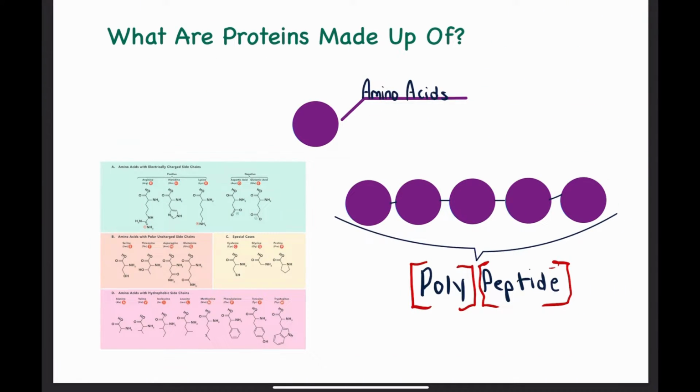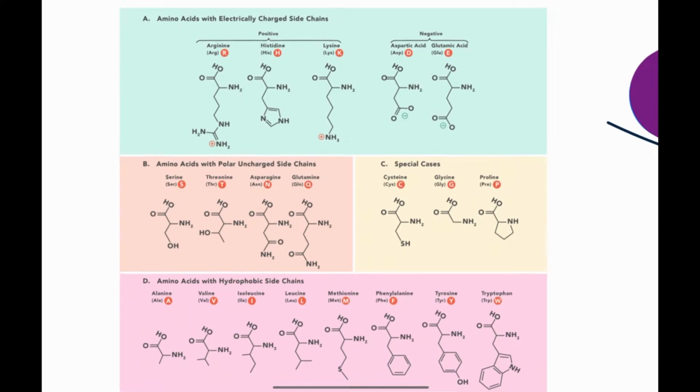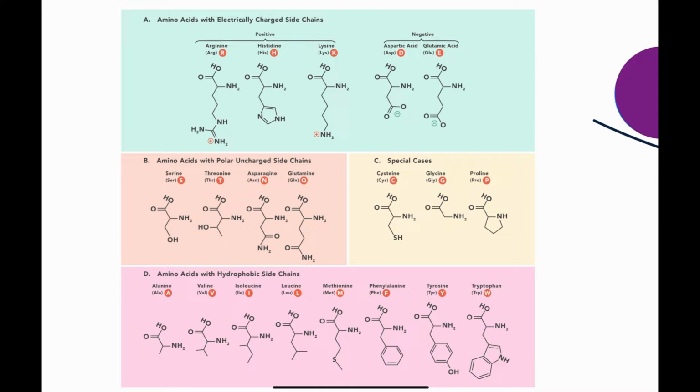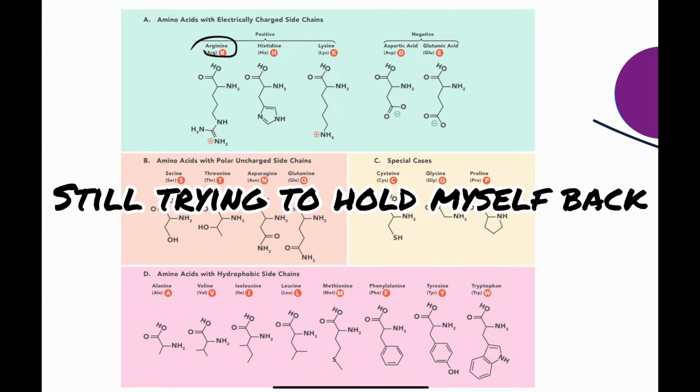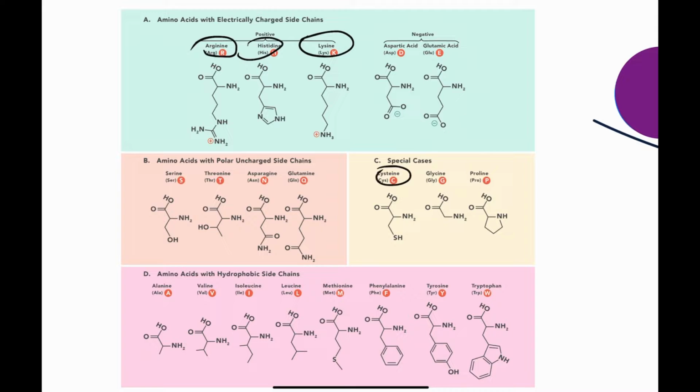Now let's talk about what they're made up of. They are made up of subunits called amino acids. And if we scroll over to our bottom, we could see the different amino acids. We have so many, and I'm not going to name all of them. Histidine, lysine, cysteine, glycine, proline, tyrosine, and so on and so forth. There are 20 naturally occurring amino acids.